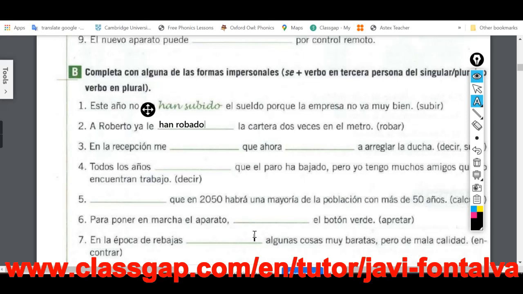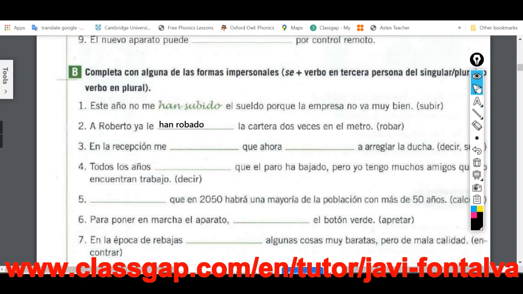In English we say, Robert has already been robbed, or his wallet was stolen twice. Dos veces. So ya le han robado. Notice here we have a le. This le is actually the same as se, but here we use le in this construction. Le han robado.